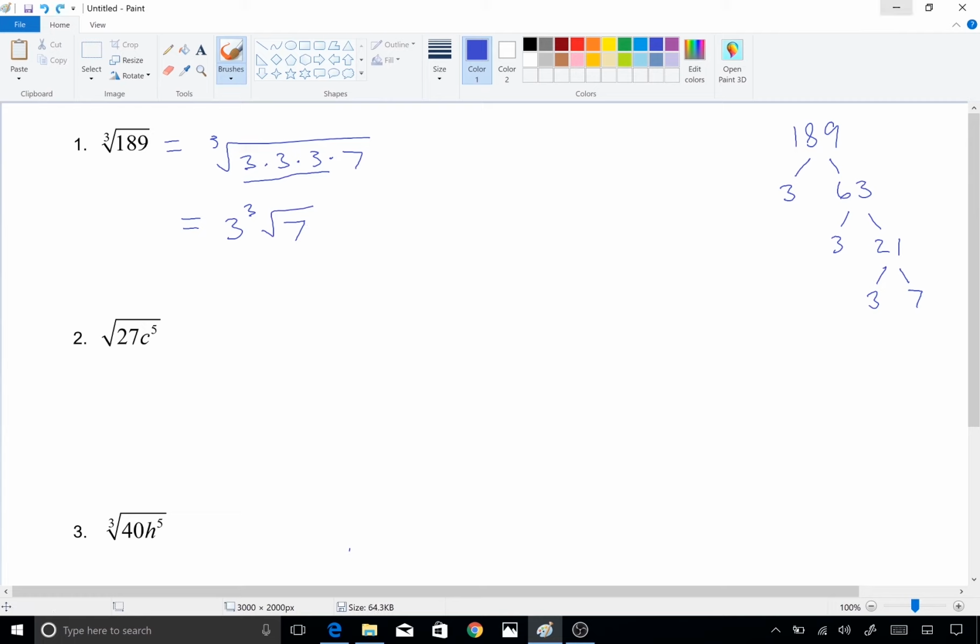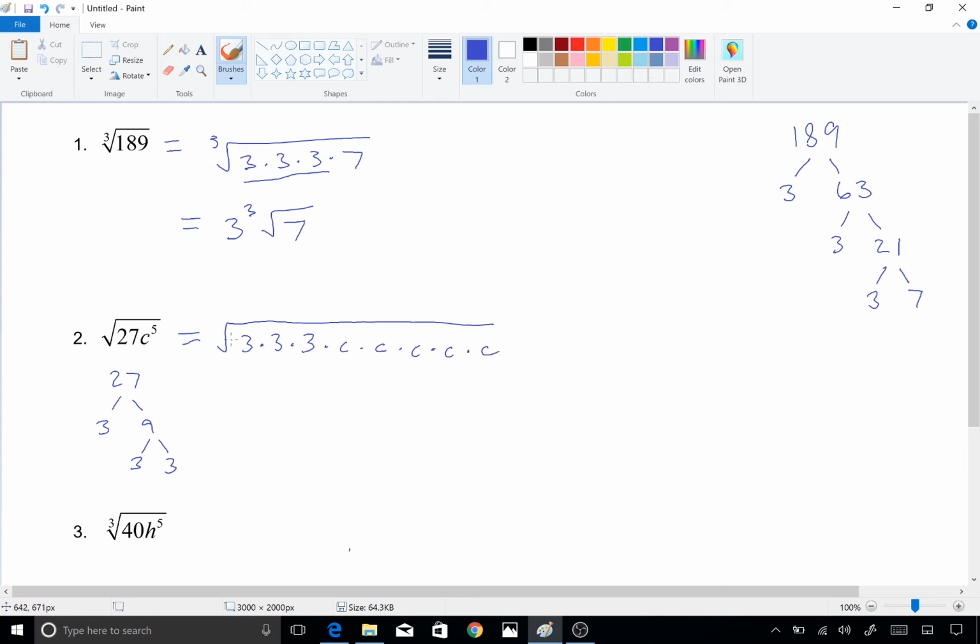The square root of 27 times c to the 5th. Okay, 27 is odd, so first we try to divide it by 3. 27 is 3 times 9, and 9 divided by 3 is 3, and that's our prime factorization. The square root of 27 times c to the 5th is the square root of 3 times 3 times 3 times c times c times c times c times c.